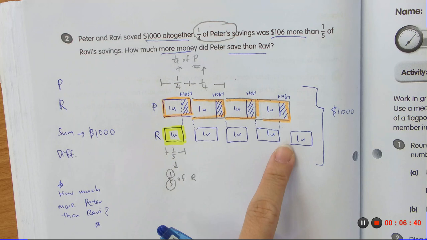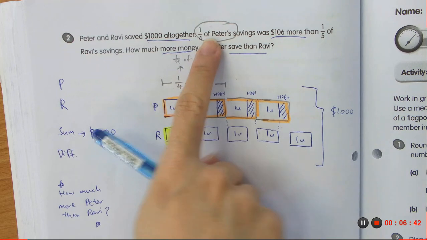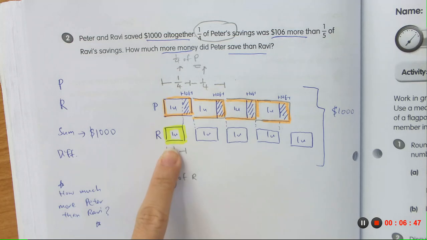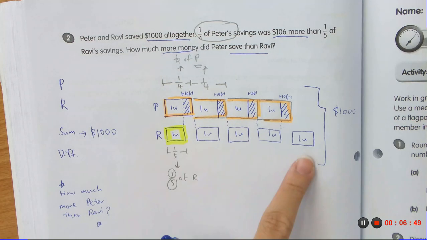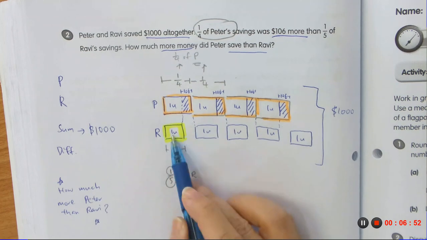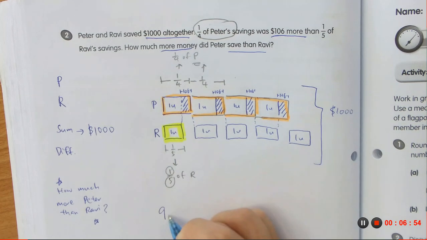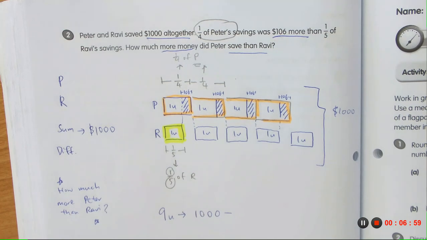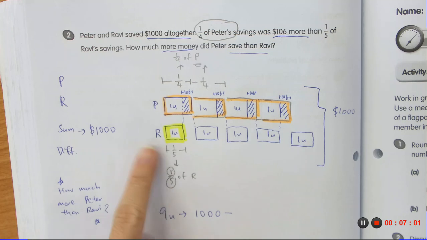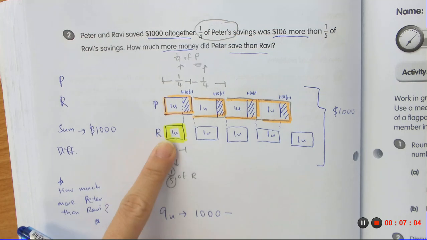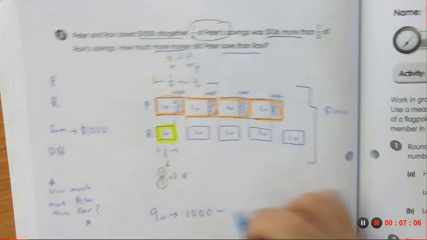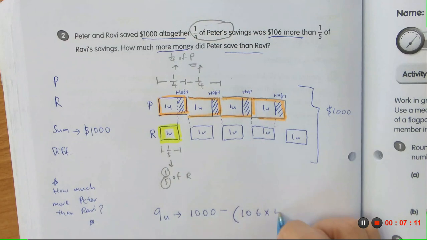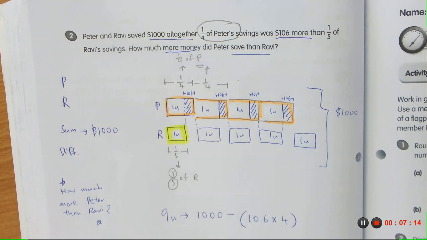Okay? So the key is to really work with a part by itself first. So I have a part of Peter and a part of Ravi. Then I draw the remaining portions. So altogether I can solve already. 1, 2, 3, 4, 5, 6, 7, 8, 9. So 9 units is actually 1000 minus, Ravi, sorry, minus, I'll use a bracket, 1, 2, 3, 4. Yeah. Can you see where this is going?